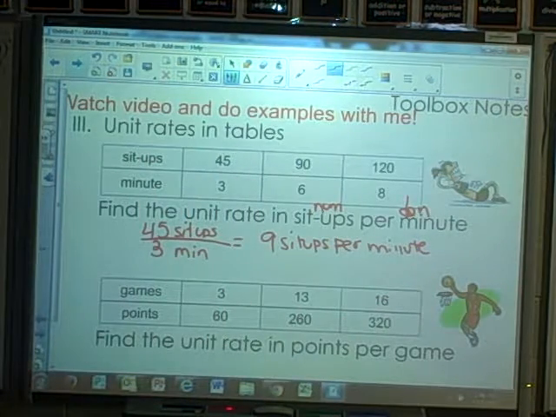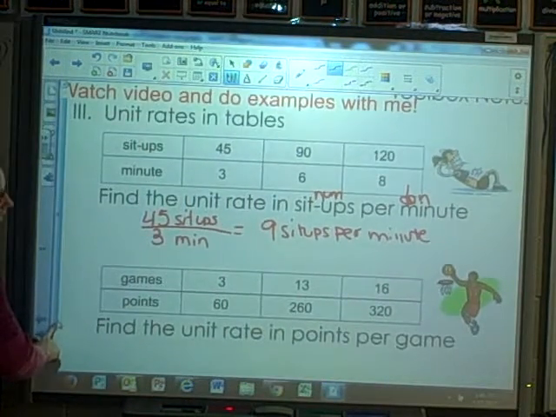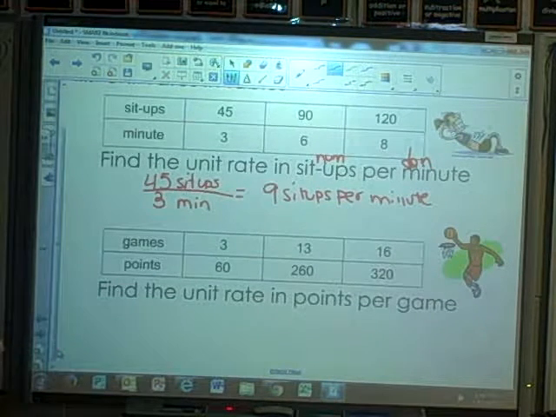How many of you can do 9 sit-ups per minute? Sure hope so.